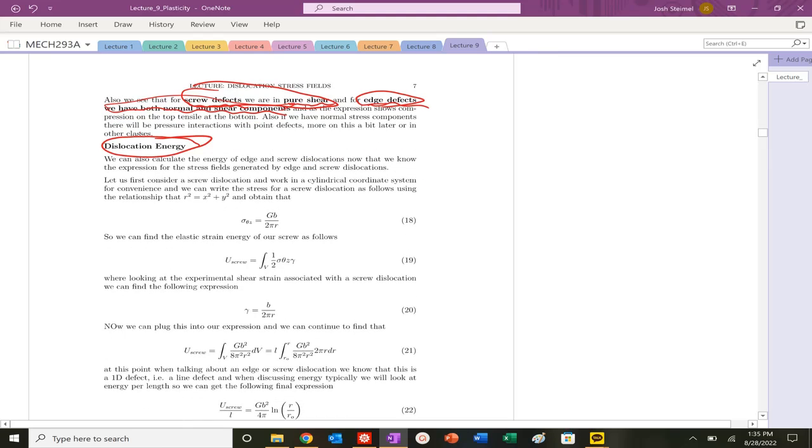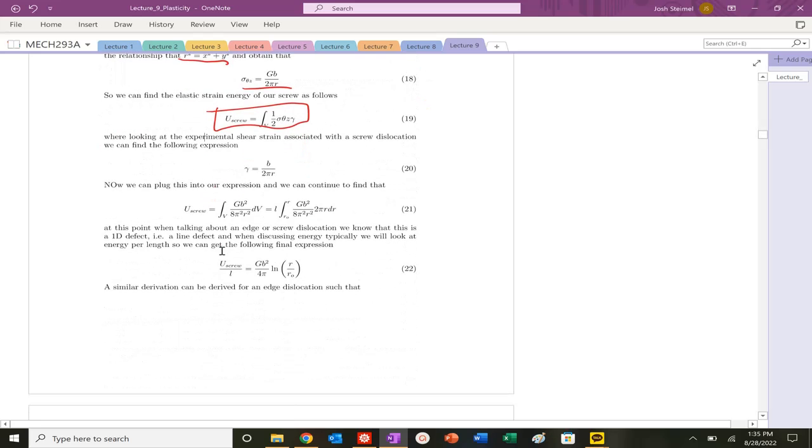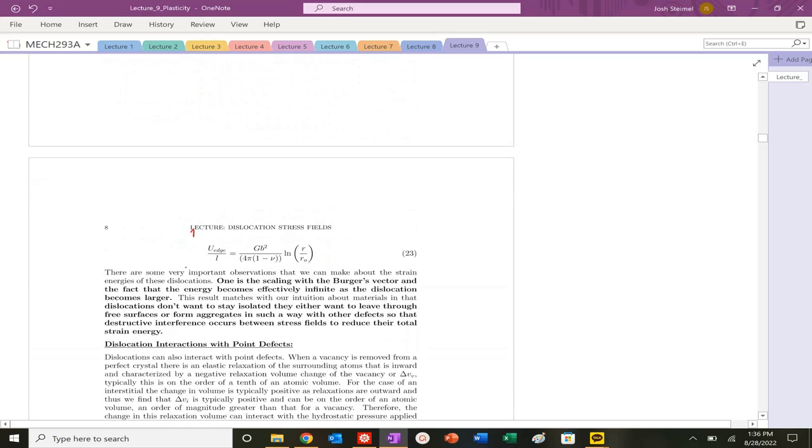Anyways, we can look at dislocation energies as well. So we can use the following relationship. We can calculate the energy of a screw dislocation, and you can see the energy per length is proportional to your shear modulus and your Burgers vector squared. And again, if r approaches r naught, you get an infinite value, and the same thing, a singularity there. So infinite once that dislocation becomes very large, effectively.